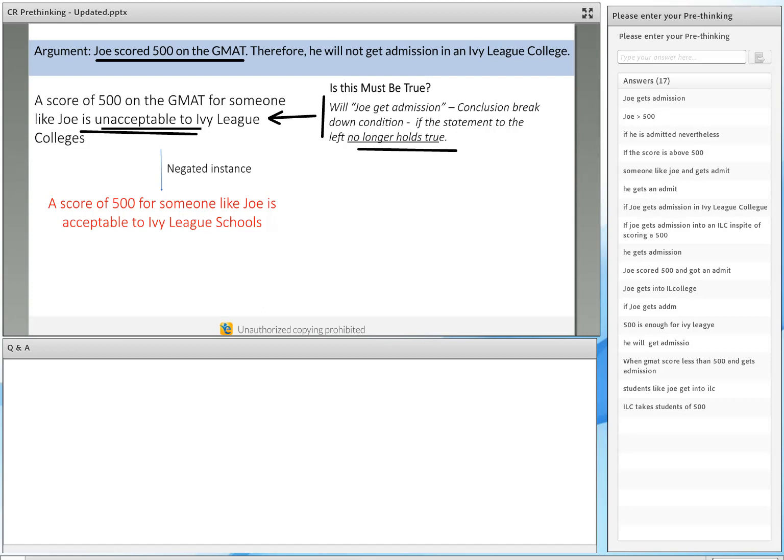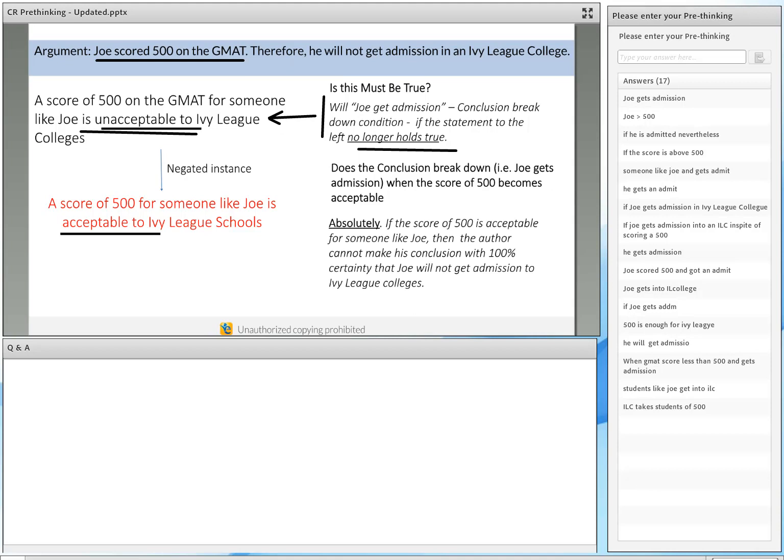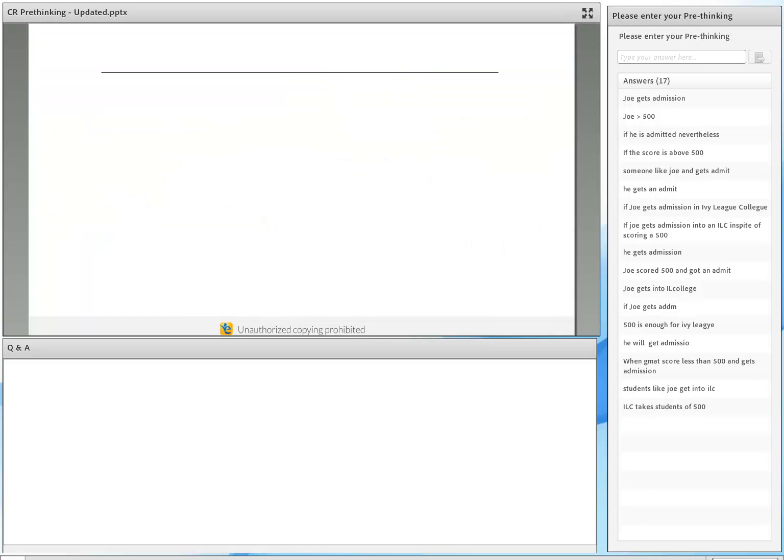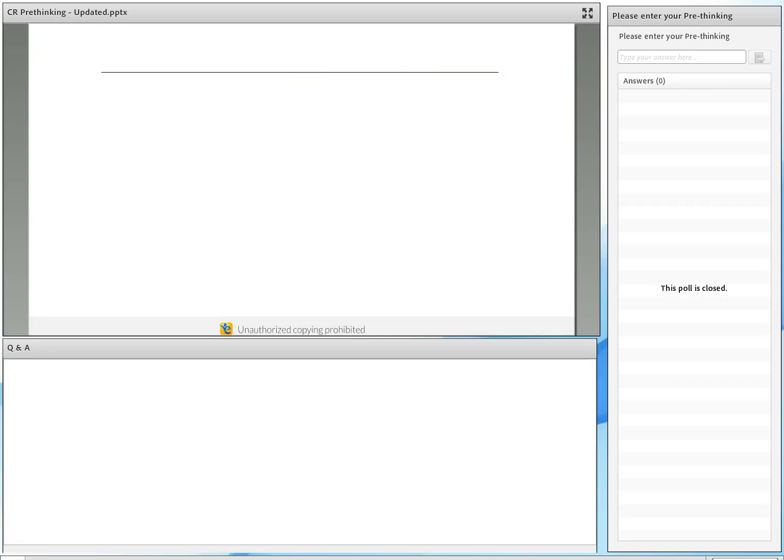Now, listen to this very carefully. If a statement no longer holds true, then by definition, its negated version becomes true. And I'm going to explain this. If you say that this statement no longer holds true, what you're really saying is that its negated version holds true. So what is its negated version? That a score of 500 for someone like Joe is acceptable to Ivy League colleges. Now, if this statement holds true, then what happens to my conclusion? Does my conclusion break down, which means does Joe get admission when a score of 500 becomes acceptable?